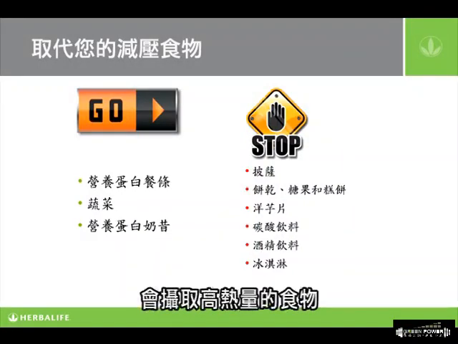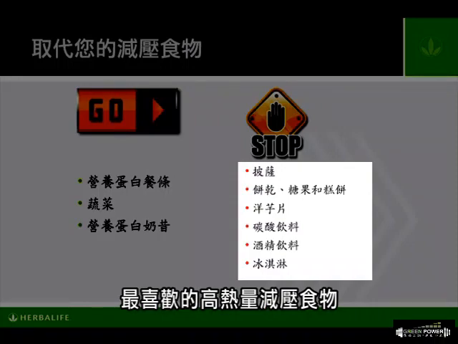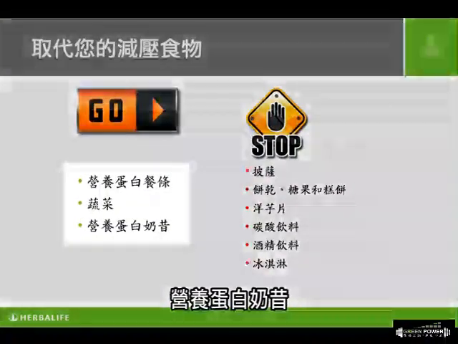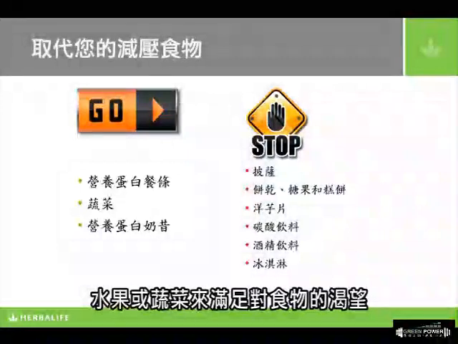People eat high-calorie foods when they are stressed. Avoid your favorite high-calorie stress foods and substitute with a healthier protein bar, a protein shake, fruit, or vegetable to satisfy your cravings.